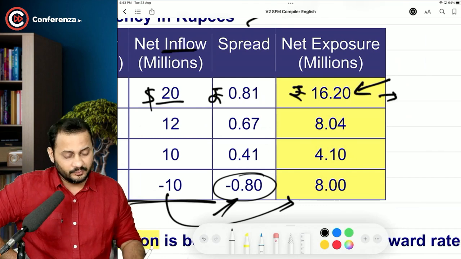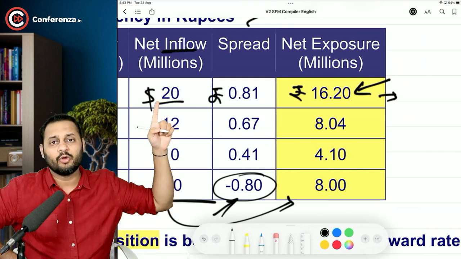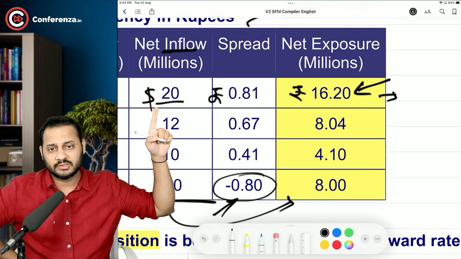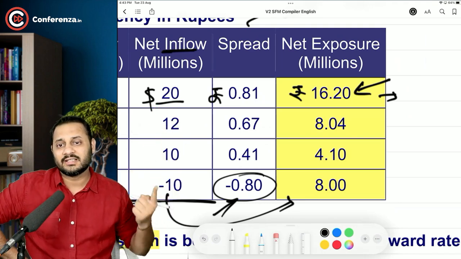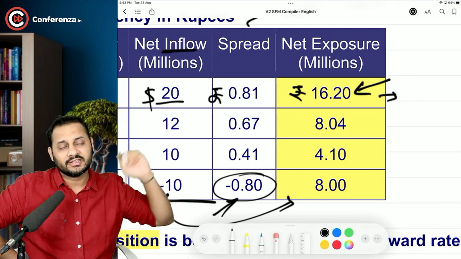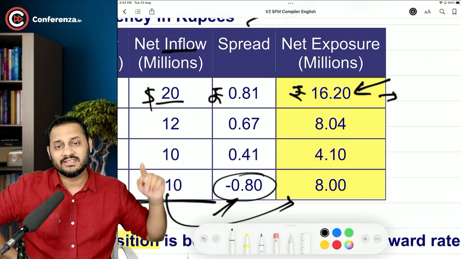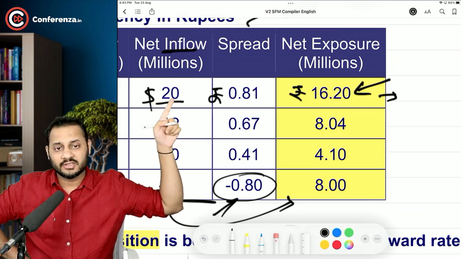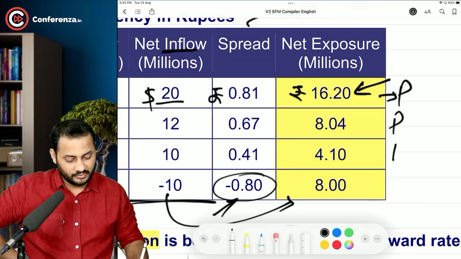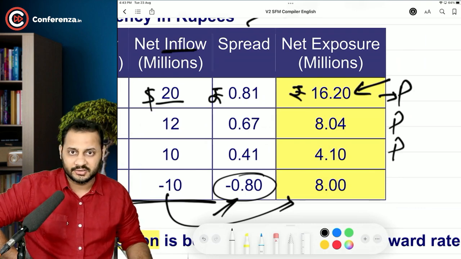This could have been the loss if this amount would have been an outflow, because the forward rate is higher. If the forward rate is higher and the amount is an outflow, the 16.20 would have been a loss. But since the forward rate is higher and this amount is an inflow, this is becoming our profit in all the three cases.